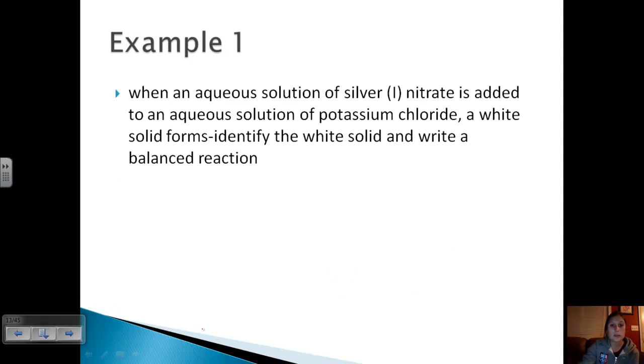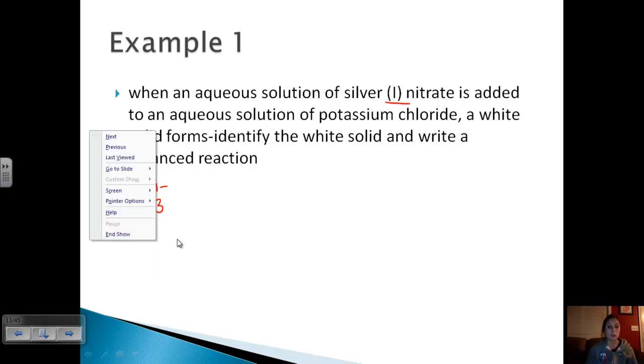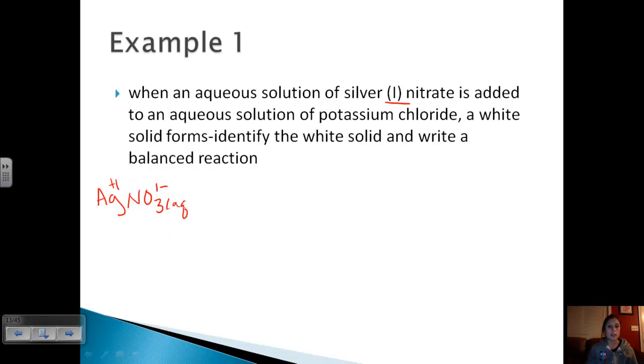Okay, so let's look at a few examples. When an aqueous solution of silver(I) nitrate is added to an aqueous solution of potassium chloride, a white solid forms. Identify the white solid and write a balanced reaction. Okay, so we have silver, which is Ag. I know that this 1 means it's a plus 1. And nitrate is NO3, 1 minus. Well, 1 plus, 1 minus, it's good. It's a neutral compound, and we know that it's aqueous.